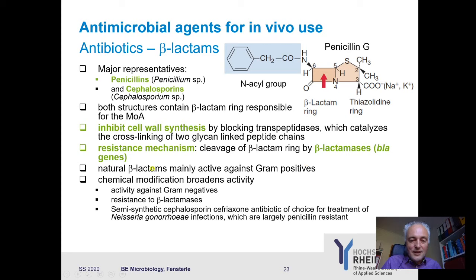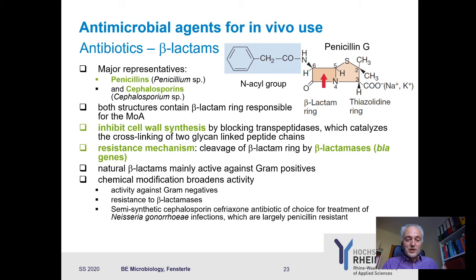Now, the resistance mechanism. Many bacteria are resistant against penicillin, and in this case the resistance mechanism is that an enzyme called beta-lactamase, BLA genes abbreviated, just cleaves this beta-lactam ring, and if it's then open, it's no more active. Now the beta-lactams, which are naturally synthesized, are mainly active against gram-positive bacteria.